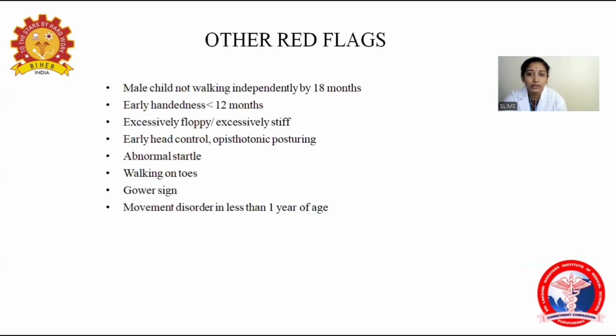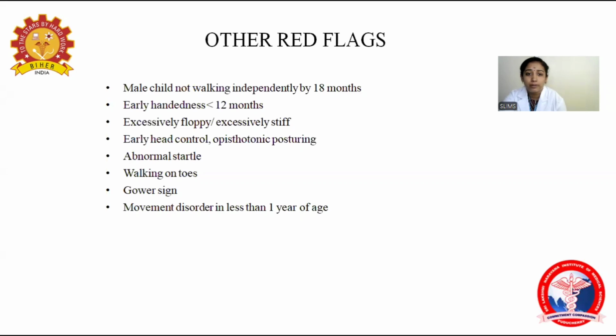So what are the other red flag signs? A male child not walking independently by 18 months. By 12 months, the child will start walking independently, and by 15 months, the child can run. So a child who does not walk independently is to be taken as a red flag sign. Early handedness normally develops at 3 years of age, but a child with hemiplegic cerebral palsy can have early handedness by 12 months.